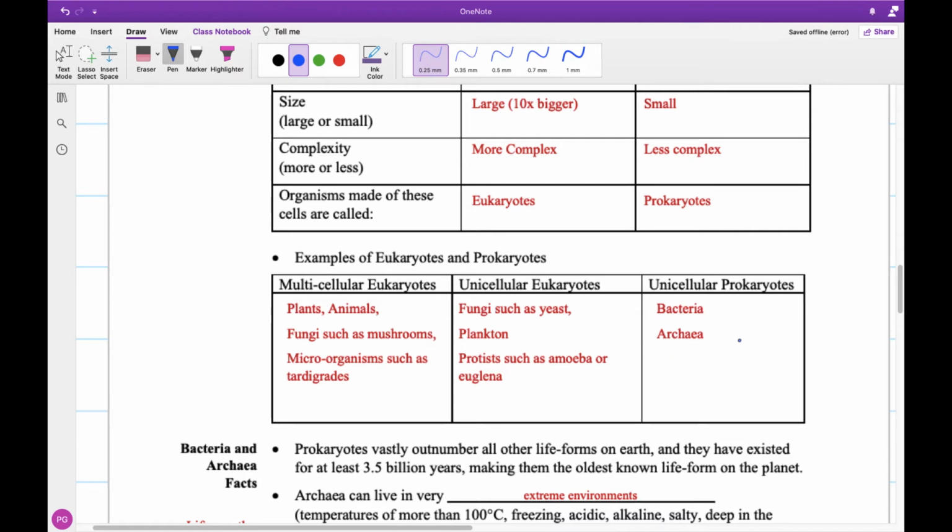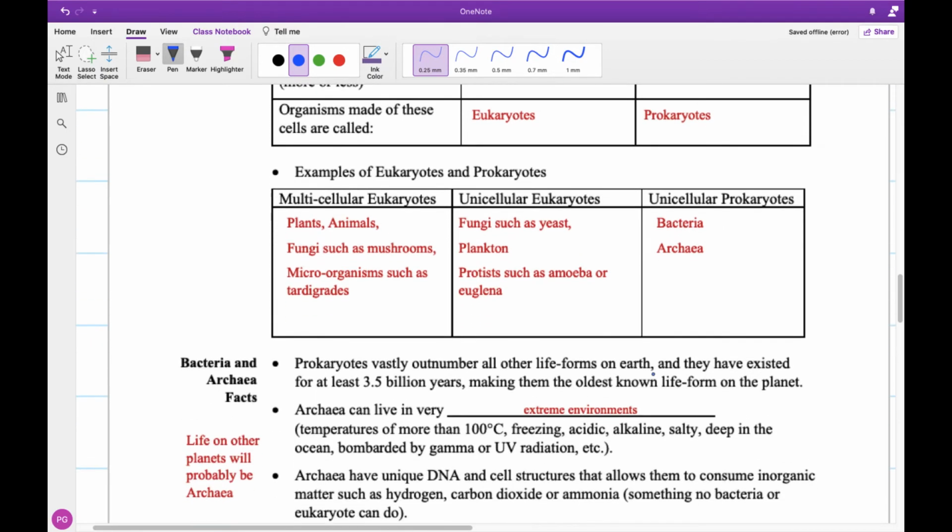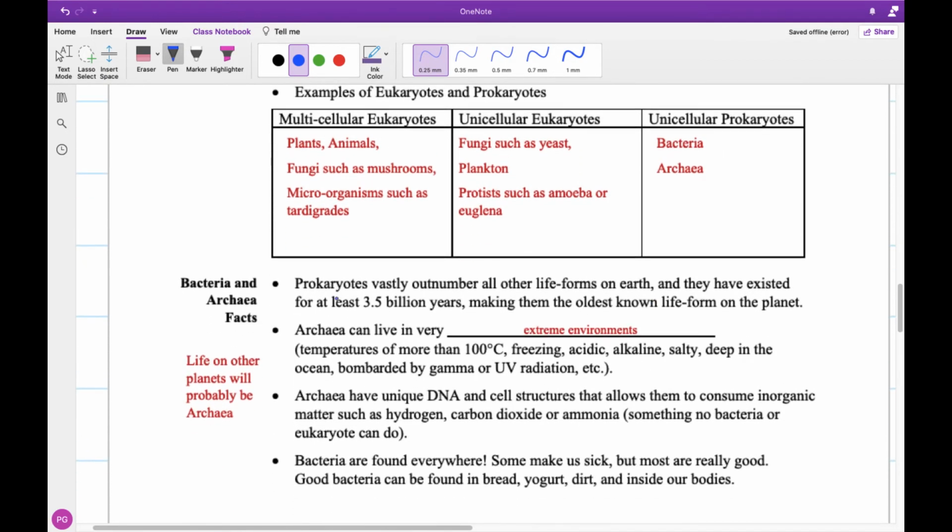So these are probably a little less familiar. Now, prokaryotes vastly outnumber all other life forms on Earth and have existed for at least 3.5 billion years, making them the oldest known life forms on the planet, and many people suspect these were some of the first life forms ever.